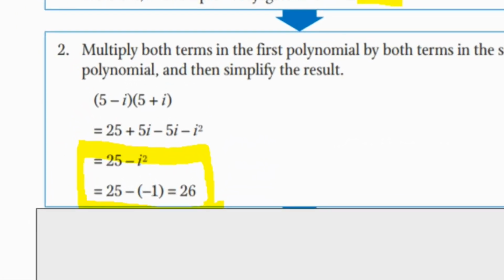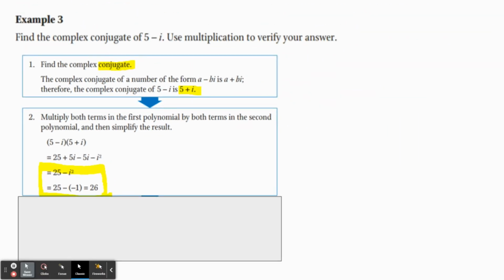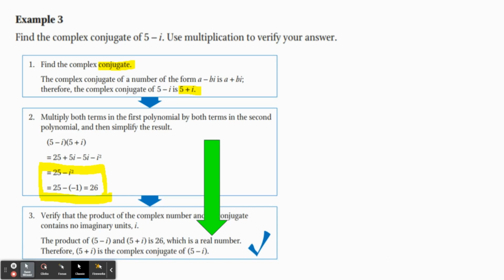So we get 25 plus 5i minus 5i minus i squared when we double distribute. And that i squared, of course, is going to turn into -1. So we're going to get 25 minus -1, which is really 25 plus 1, which is 26. So we have no more imaginary components. Therefore, yes, 5 plus i is really the complex conjugate of 5 minus i.